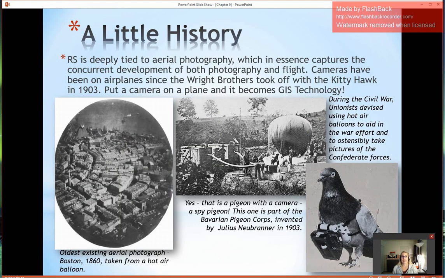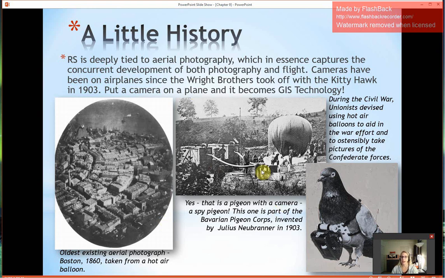So just a brief history. Remote sensing is interestingly deeply tied to aerial photography, which in essence captures the concurrent development of photography and flight, of course. If we put something in the air, you can better believe that we figured out a way to put a camera on it. The oldest existing aerial photograph you see here is of Boston, taken in 1860. There was a picture older than that that predates it, but it was burned down in a fire, as things tend to go throughout history. So this is the oldest existing picture.